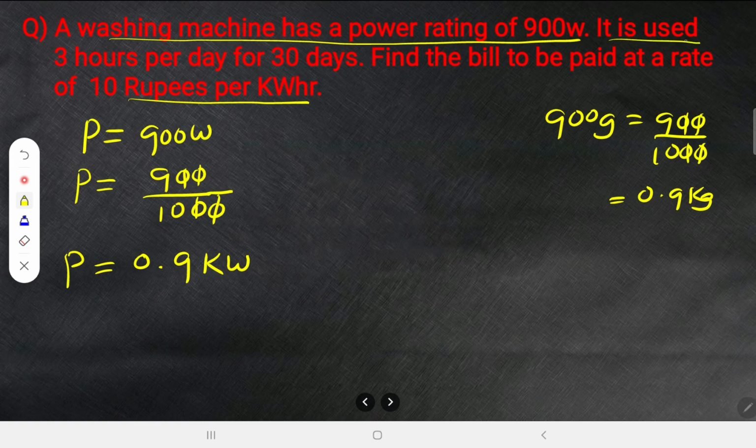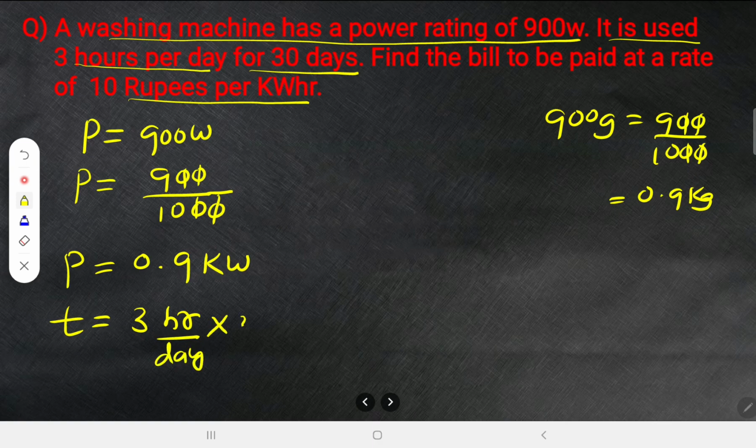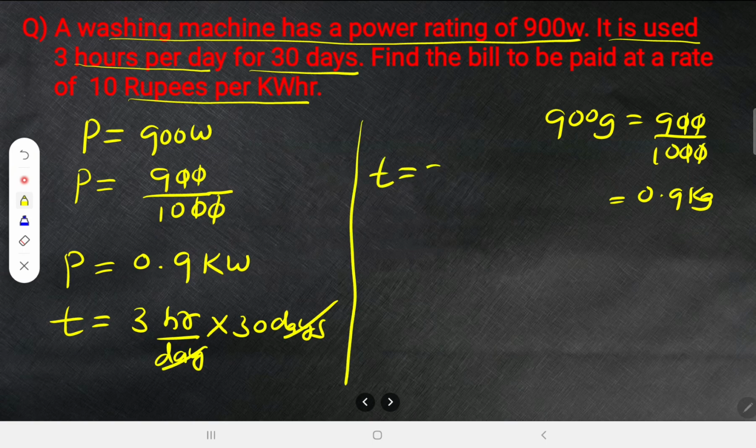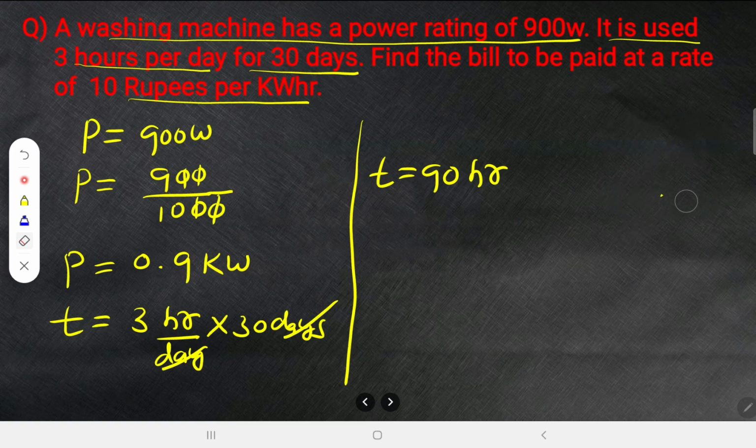It is used 3 hours per day for 30 days. So what will be the total time? 3 hours per day into 30 days. Here day and day get cancelled. So the time is total 90 hours. Every day 3 hours for 30 days means the time will be 90 hours.